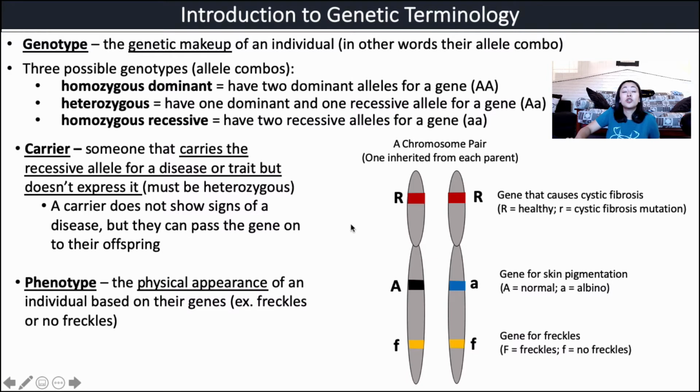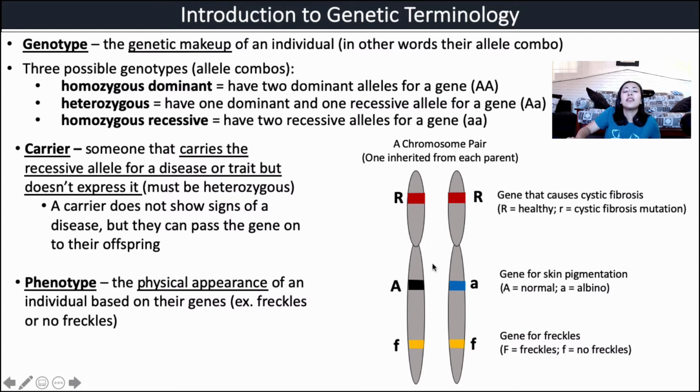Let's look at the image over here to try to apply some of the terms that we just discussed. The first gene pair up here is a gene that can potentially cause cystic fibrosis. However, the dominant allele results in a healthy individual, and the recessive allele, if they inherit that, would lead to a mutation that would cause the individual to have cystic fibrosis. So this individual, what is their genotype? Well, their genotype is homozygous dominant because they have two of the same alleles and both of them are dominant. What would their phenotype be? Well, they would be healthy, right? They would not have cystic fibrosis.